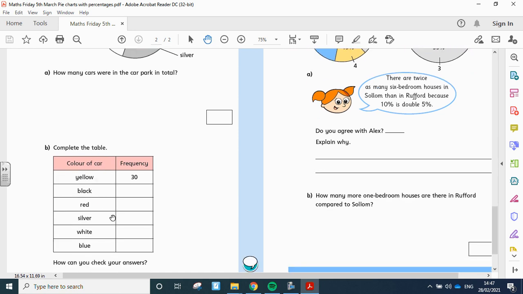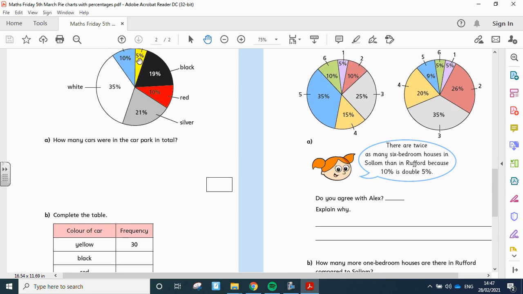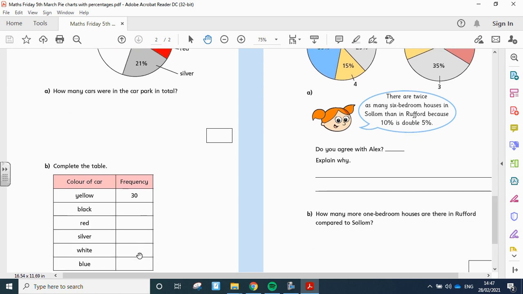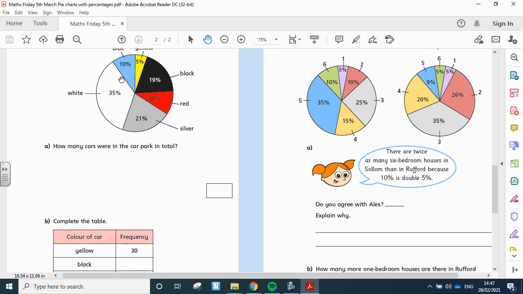So now you need to complete the table. We've got 30 yellow cars. It's given us for 5%. We've just talked about 10% being double 30. So once you've doubled 30, you can fill in the blue, wherever that is, down there. You've got 10% from the blue, so we can fill in the red. It's 10%. Now, 35% is 3 lots of the 10% and added on a 5%. So we're just connecting our thinking there. So you should be able to work out the white.